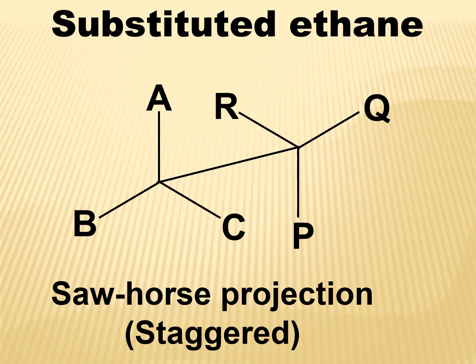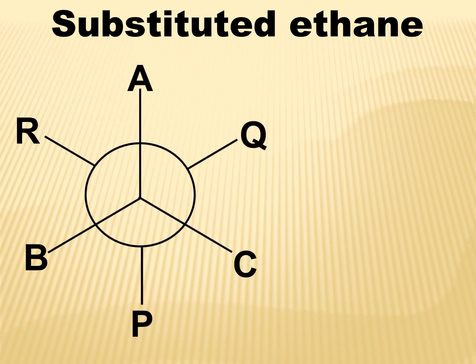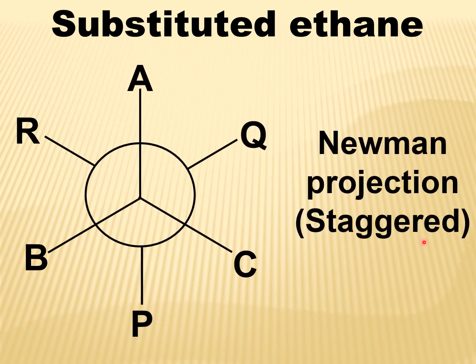Little bit you can understand more if you look at the Newman projection. This is the Newman projection for staggered substituted ethane. So you see here A and P, they are exactly opposite to each other, maximum distance from each other. B and Q, they are maximum distance. R and C, they are at maximum distance. So this is a state of minimum potential energy, and the staggered form normally will be more stable than the eclipsed form.